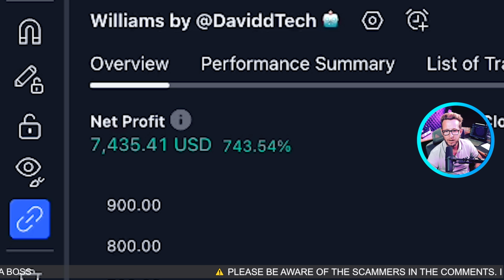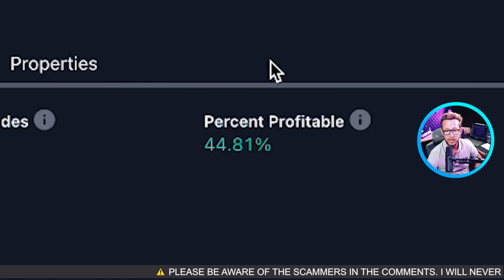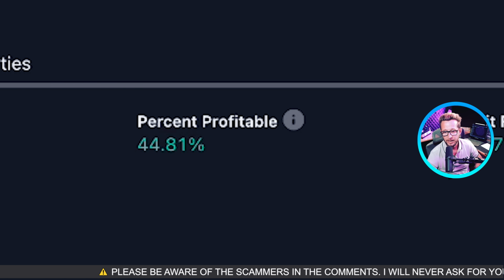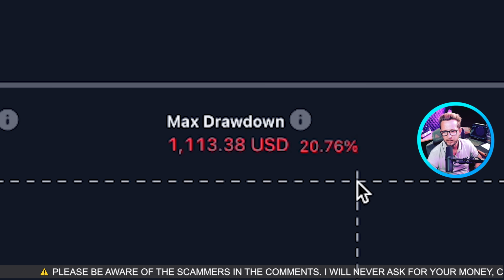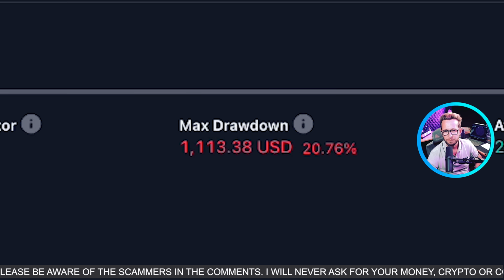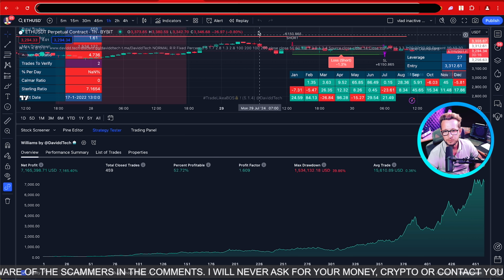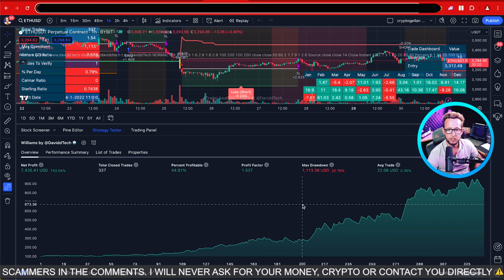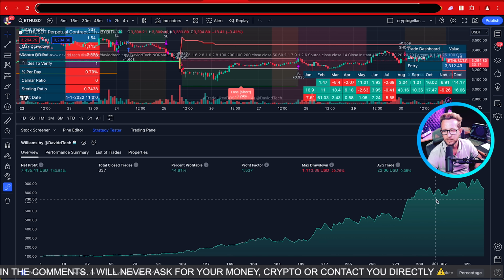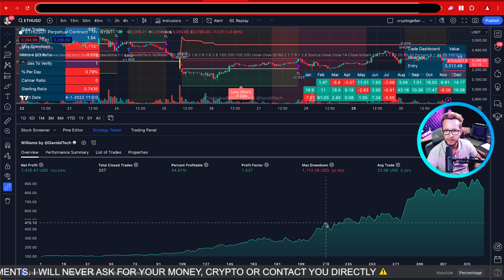This one has a much bigger risk to reward, but we have a win rate of 44% and a profit factor of 1.5. Max drawdown is 20%. Maybe it's better to try and improve this one than actually trading this one. The choice is yours, guys. I'm not here to tell you which one to trade. I'm just giving you the backtesting results.